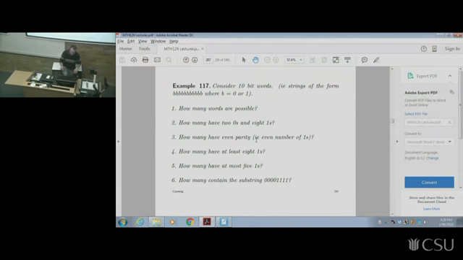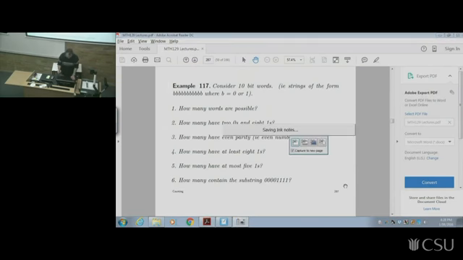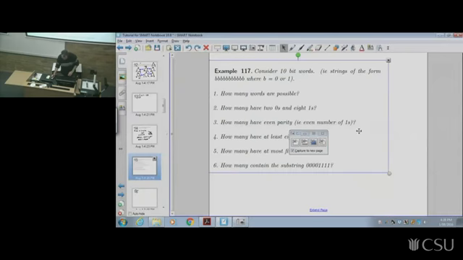Okay, so I've got lots of different examples and words. I've got 10-bit words. I mentioned this the other day, but just reminding you, that means they're binary numbers, so 10-digit binary numbers. Each digit's either a 0 or 1. You get these in computer science all the time. How many different possible 10-bit words are there?